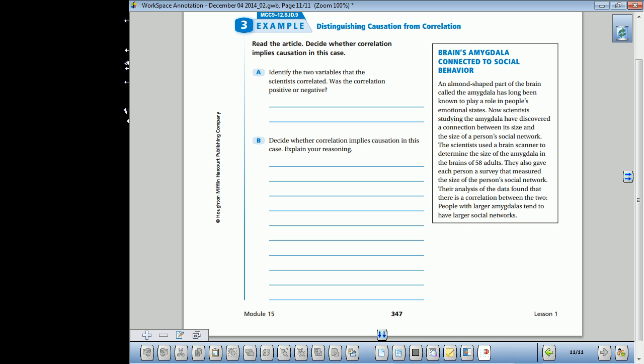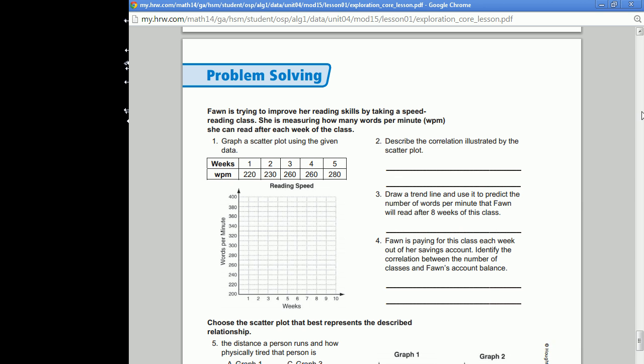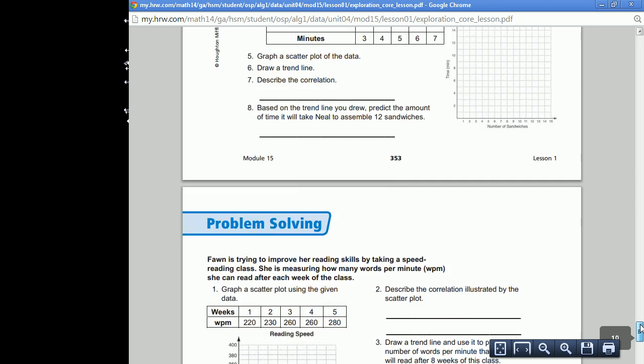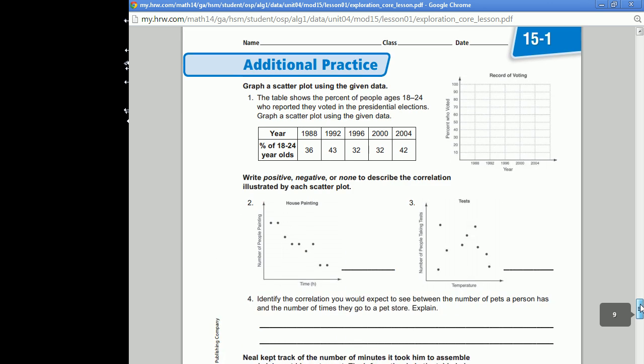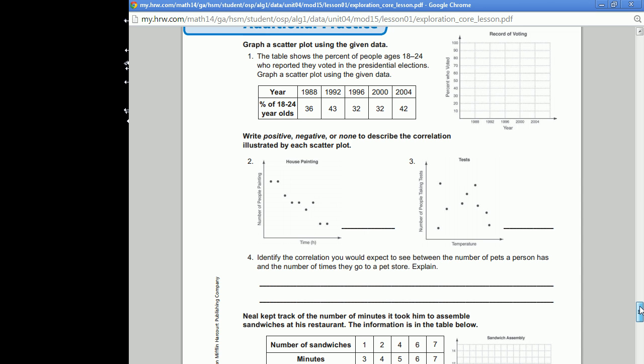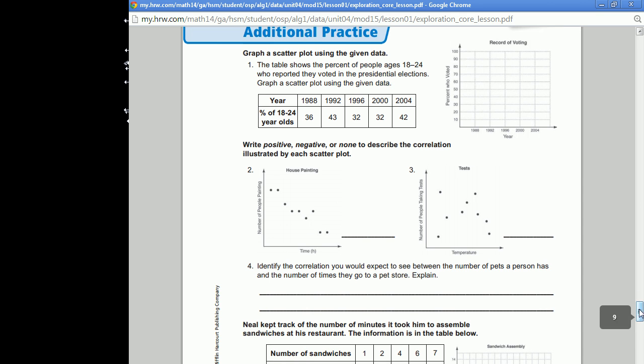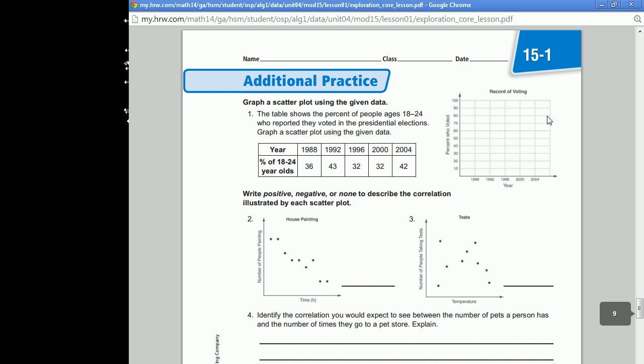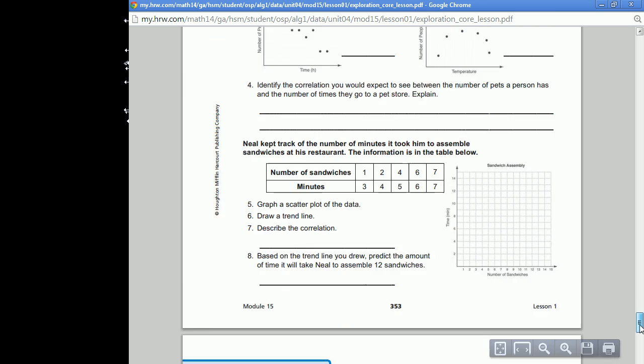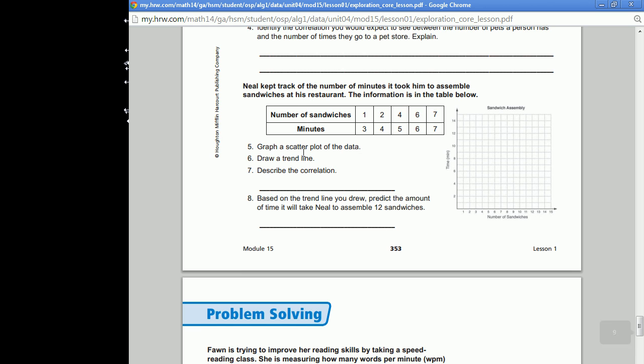Okay. In your workbook, we are doing these last two pages, 353. Guys, I need you to be quiet while I explain this assignment. We're going to talk about correlation: positive, negative, strong, weak. You're going to plot points, draw in what you would consider a good trend line, describe the correlation, and then make predictions on that.